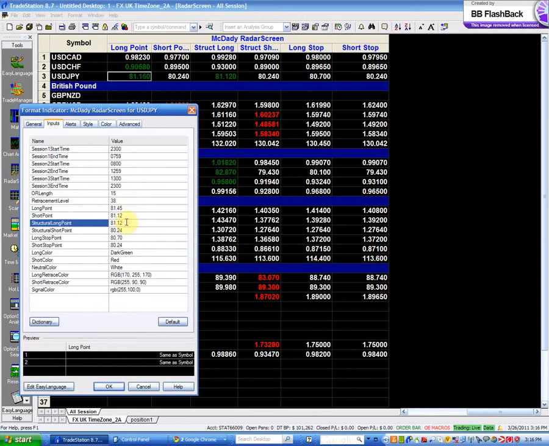Our structure long, I'm going to come to it in a second. This now becomes my structural short point, and it is also my short stop. This means that you're not going to use precisely the same stop. You're just going to give it a little bit more room. So you may, if 81.12, make it 81.25, something like that. But that's what you are looking for.